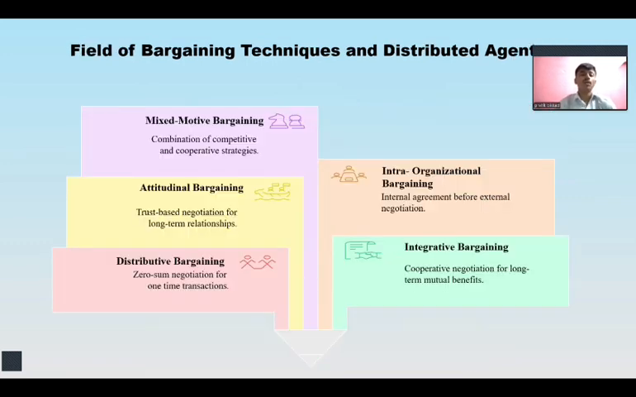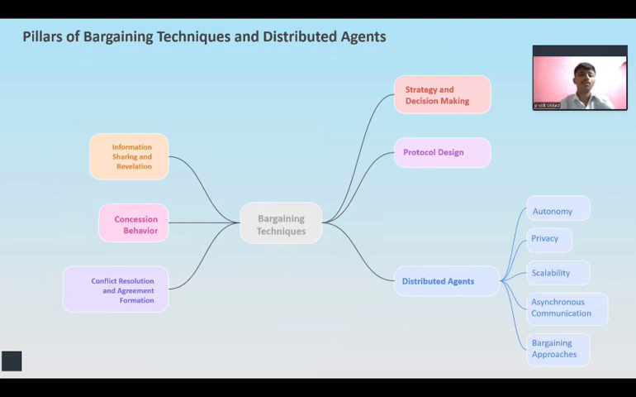Now we see the fields of bargaining techniques and distributed agents. Mixed motive bargaining, distributive bargaining, intra-organizational bargaining, interactive bargaining, and attitudinal bargaining. Now we will see the pillars of bargaining techniques and distributed agent. Information sharing and revelation, consensus behavior, conflict resolution and agreement formation, strategy and decision making, protocol design, distributed agents.